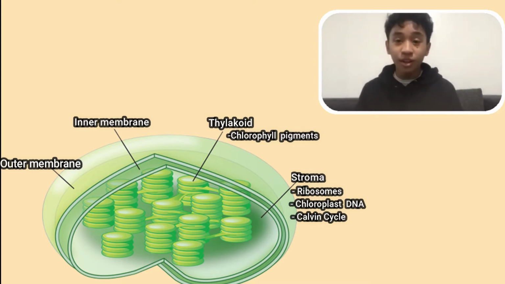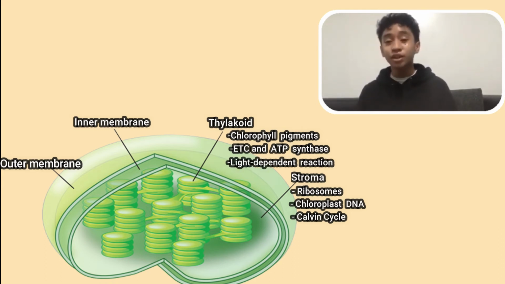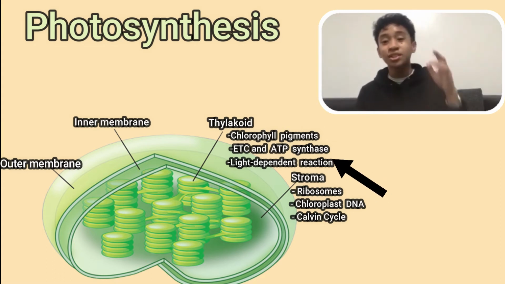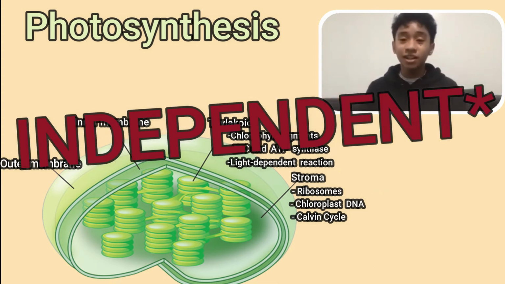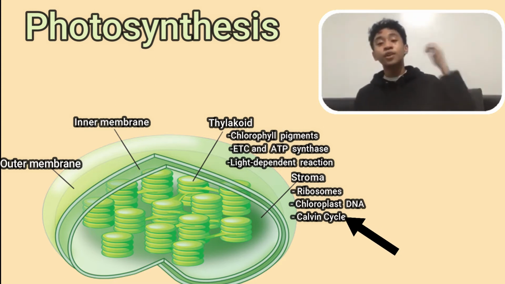The thylakoid membrane also has proteins that make up a photosynthetic electron transport chain and ATP synthase, which is where the light-dependent reactions of photosynthesis take place. The main function of the chloroplast is in the process of photosynthesis. Photosynthesis occurs in two steps. The light-dependent reactions, which as already mentioned occur in the thylakoid membranes, and the light-independent reactions, which are the Calvin cycle, that occur in the stroma of the chloroplast.